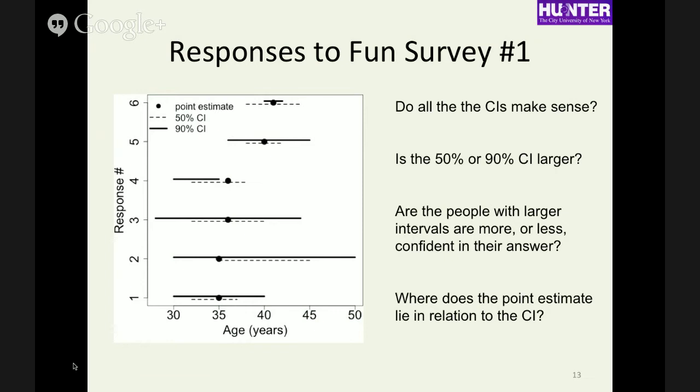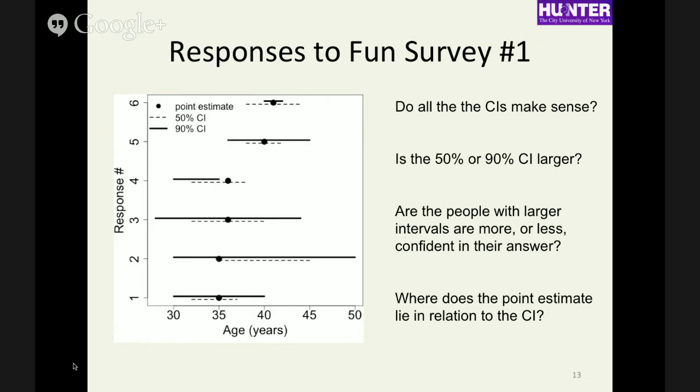In case you didn't see the survey questions, the questions ask, first of all, what's your best guess? And that's what I've put as a dot here. That's the point estimate. And then I asked for the upper and lower bounds of the interval in which you're 50-50 confident of my true age, and the interval in which you're 90% confident of my true age. So let's look at some of these.